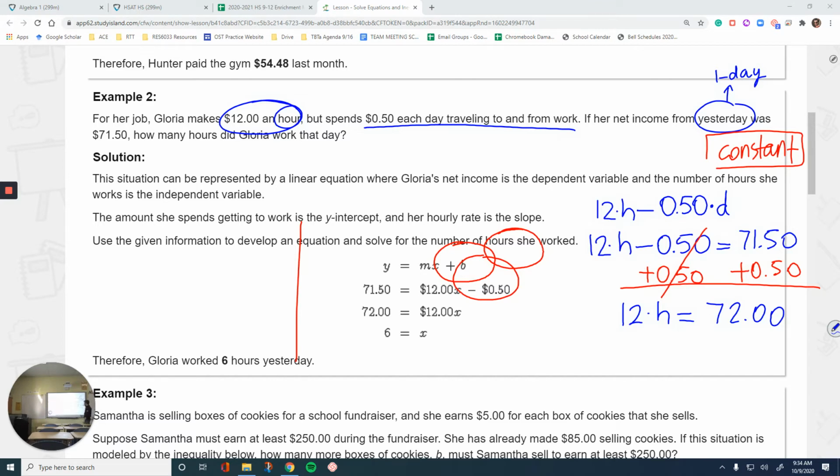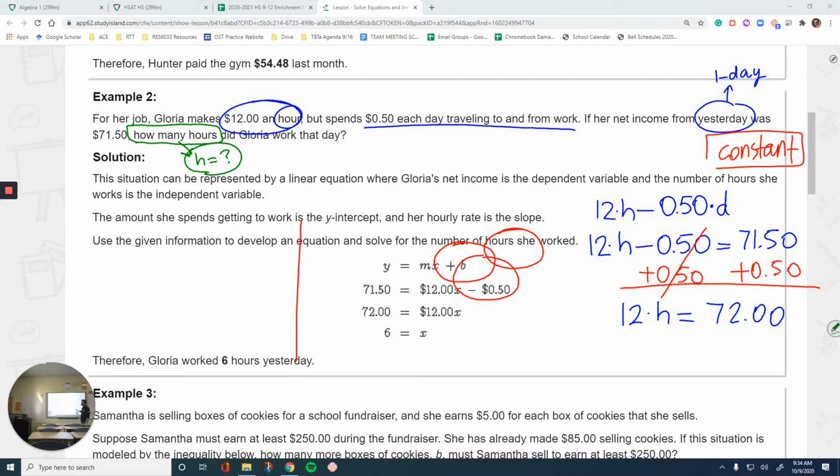Next step, remember what we were trying to do. We were trying to figure out the number of hours, which was h. So that was our question. Get the h by itself. Get rid of everything else but h. So we started from the furthest term, which was the 0.50. We got rid of that one by doing its opposite. And then now there is 12 times.